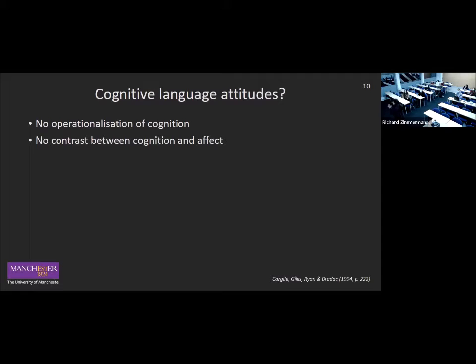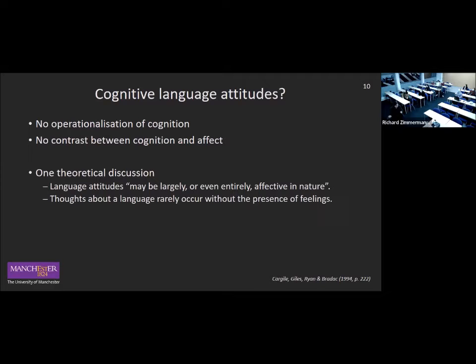Cognition, on the other hand, has not been operationalized within social linguistics for language attitude examination. And of course, if it's not been operationalized, it's never been contrasted to affect, which is where my study comes in. In the 90s, there was a theoretical discussion where Cargile and colleagues took the tripartite model and tried to apply it to language attitudes. So they said, what kind of attitudes? Is it affective attitudes? Is it cognitive, behavioral? What do we have in the linguistic domain? What they theorized was that language attitudes may be entirely affective in nature.